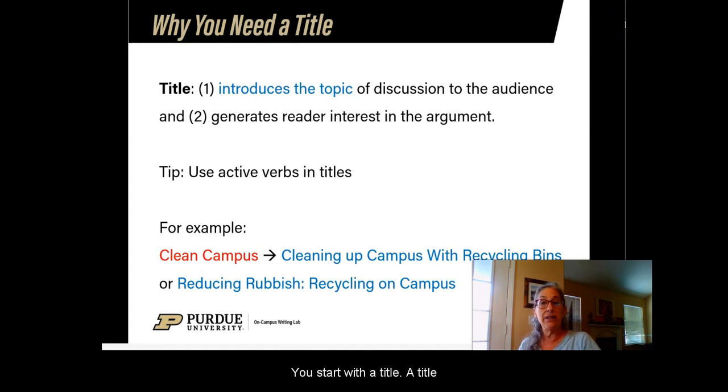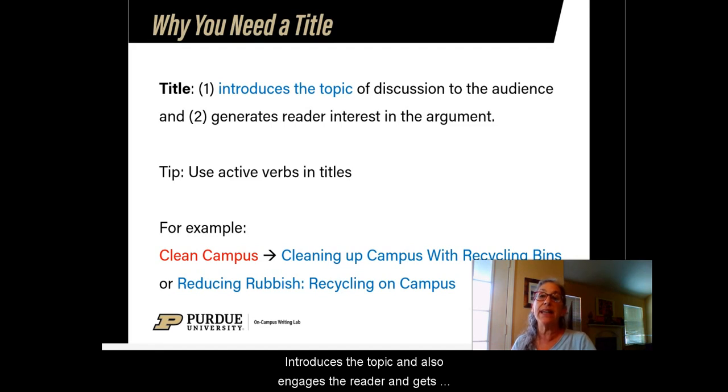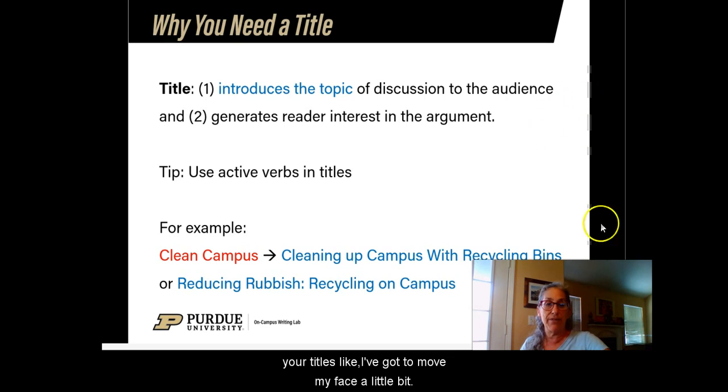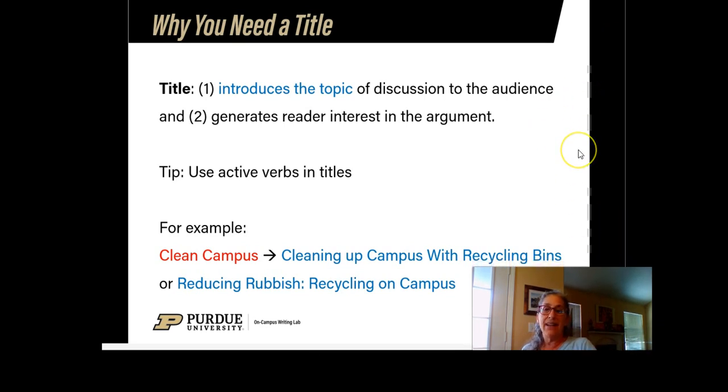You start with a title. A title introduces the topic and also engages the reader and gets them interested and questioning why you make that claim. So you use active verbs in your titles, like cleaning up campus with recycling bins, or reducing rubbish, or recycling on campus. So starting with that idea of cleaning or reducing or recycling.